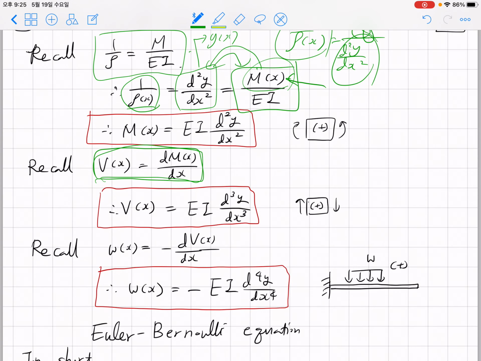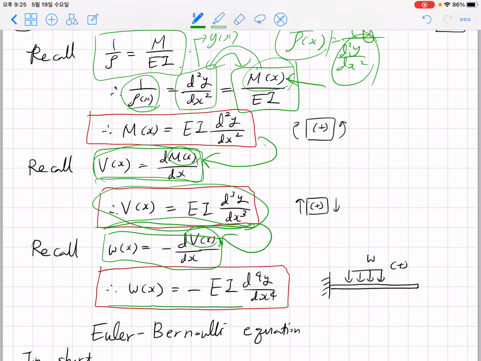We learned about the relationship between v(x) and m(x), and they are connected through this derivative relationship. So in the place of m(x), if you plug in this equation, this is what you're going to get about the relationship between v(x) and the third order derivative of y. Now after obtaining this equation, you can also realize the distributed loading from the top and the local shear force can be related through w(x) equals minus dV/dx. In the place of v(x), if you plug in this entire equation, then you're going to get a fourth order derivative and the distributed external loading relationship.